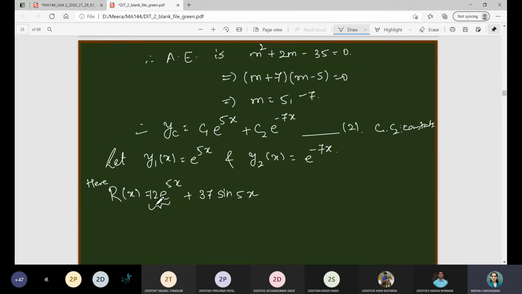Now we will modify it, but before modification, ignore the upper part for now. If directly this function is given, then from the table what will be the corresponding particular integral? So 12 e raised to 5x, corresponding to that you will get the particular integral a into e raised to 5x.